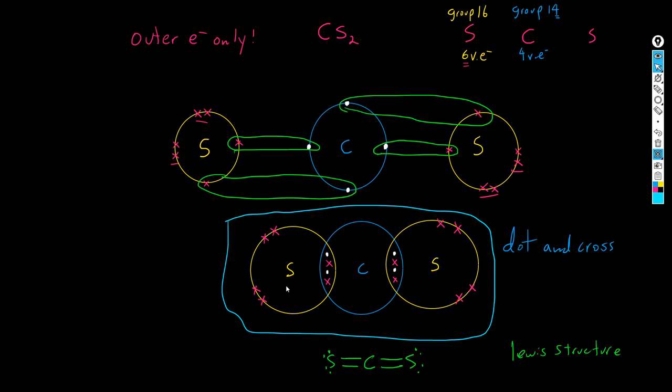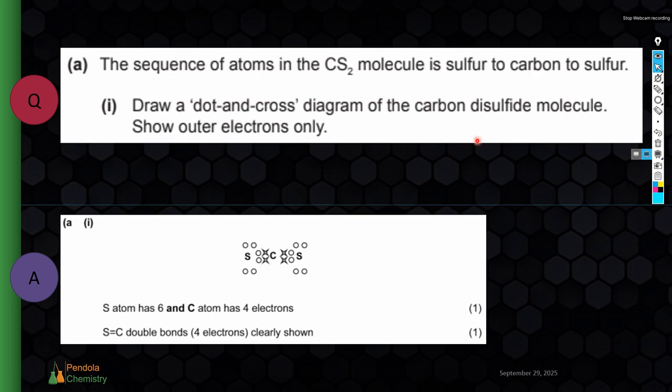And if we look at ours, we have what they require. We have carbon with 4 electrons, 1, 2, 3, 4, 4 dots. And we have the sulfur with 6 electrons, 1, 2, 3, 4, 5, 6, the 6 crosses. And we have here the 2 bonds, which are the overlap sections, both of which have 4 electrons, 2 from carbon, 2 from sulfur, showing that double bond very clearly. So we will get full points for doing this. Now, let's keep going.